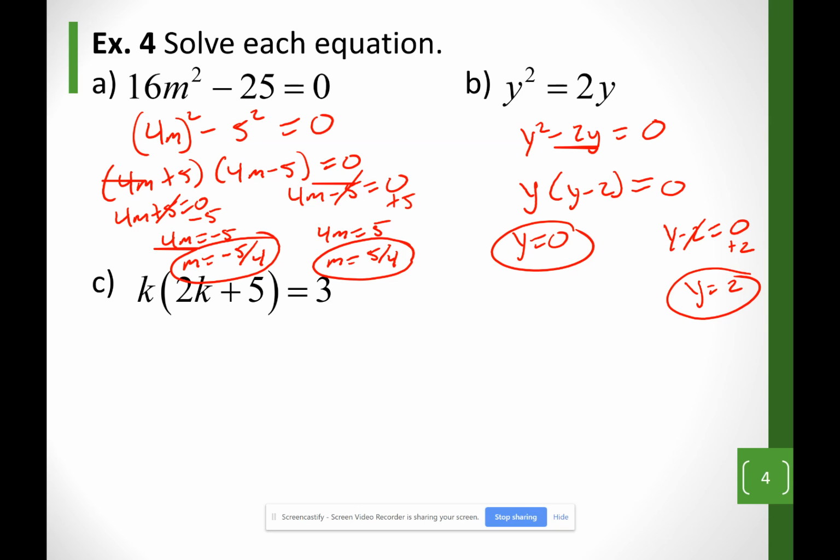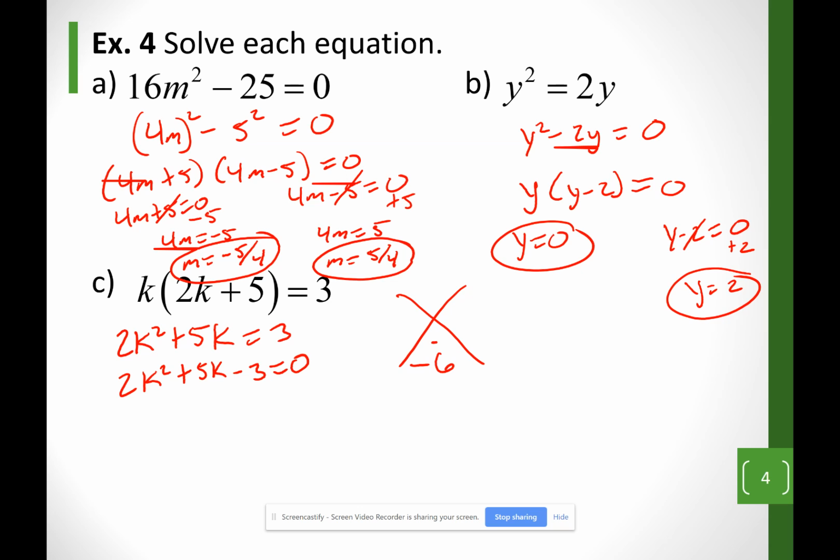Now on my example C, I see that there is a parentheses. So do get rid of parentheses before you let one of the sides equal 0. So I'm going to write 2k squared plus 5k is equal to 3. Once again, I distribute the k to get rid of parentheses, move the 3 to the left side. So I'm going to say 2k squared plus 5k minus 3 is equal to 0. Do practice on your factoring.